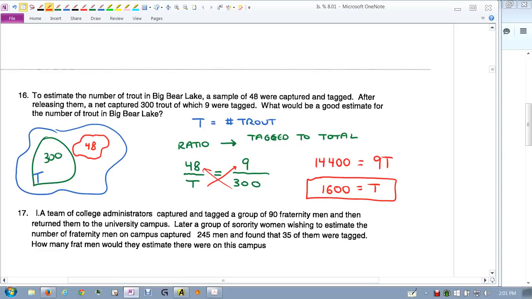You could argue against this pretty easily, because any trout that were caught initially and tagged may have learned to stay away from nets now. So it's not perfect, but it's an estimate.